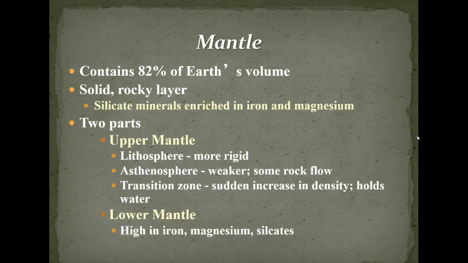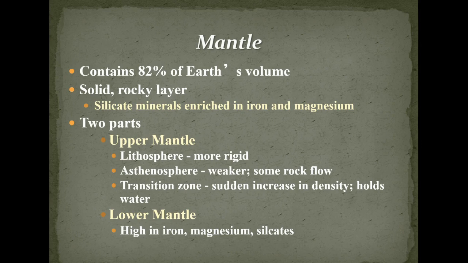All right, so the mantle, this is what most of the Earth is made of. About 82% of Earth's volume is thought to be mantle. It's a solid, rocky layer. And there's two main parts, the upper mantle and the lower mantle. The upper mantle is then further broken into the lithosphere, the asthenosphere, and a transition zone.